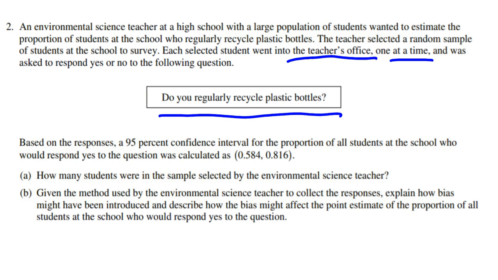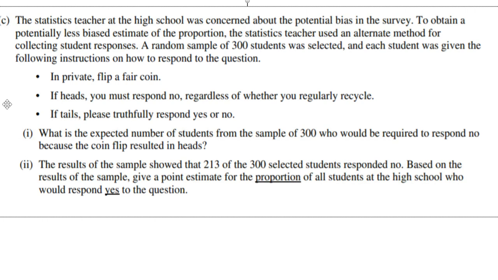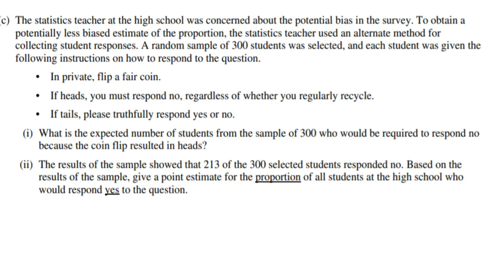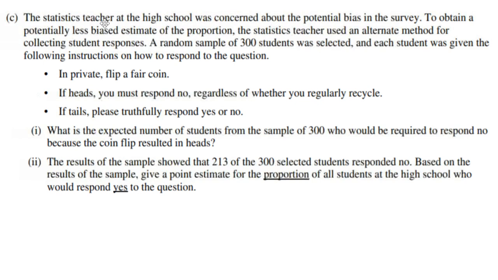Okay. And then this problem had a very clever part C. I'm still not bored of this problem when I think about this clever idea. So the statistics teacher at the school was concerned about bias, obviously for the reasons we discussed, and so they came up with an alternate method for collecting student responses. So 300 kids at random were selected. Each student was given the following instructions. Flip a coin by yourself. Don't tell anybody what happens. If you get heads, then you have to say no to the teacher's question.